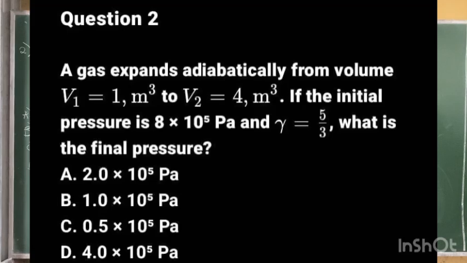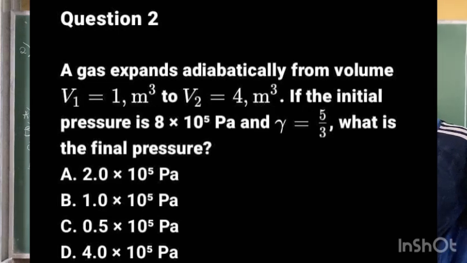Question 2 says, a gas expands adiabatically from the volume, which is V1 is equal to 1 cubic meter, to V2, which is 4 cubic meter. If the initial pressure is 8 times 10 raised to power 5 Pascal, and gamma is 5/3, what is the final pressure?